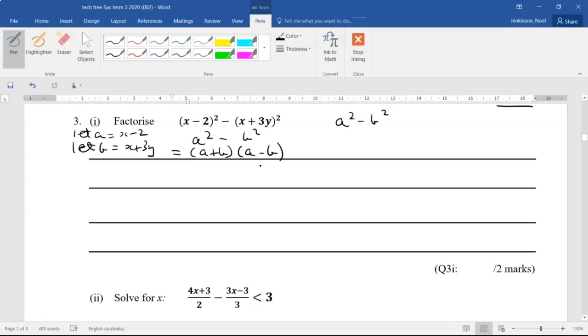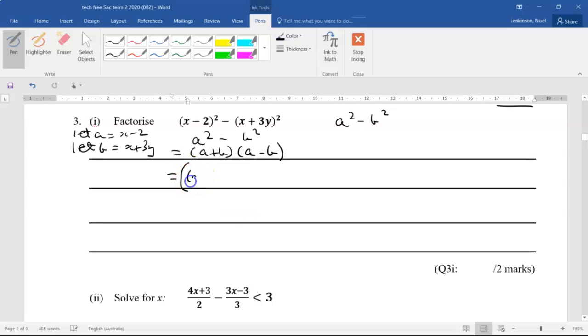I can sub straight back in. That was just to help me put it into the right form. You didn't have to do that line, but that was just to show you the technique and the DOPS. I'm going to replace the a and the b, and I'm going to use brackets, especially to make sure I don't muck up any negative signs.